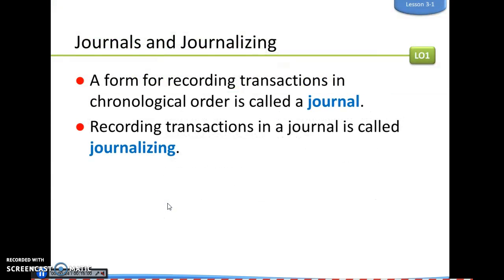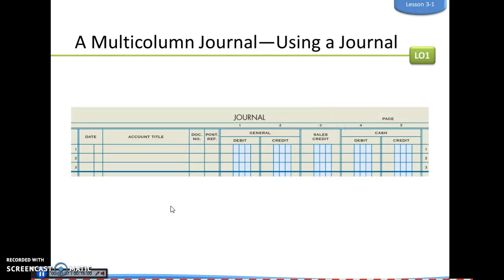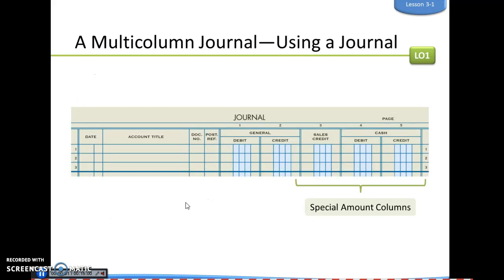A journal is a form for recording transactions in chronological order. And journalizing would be recording transactions in a journal. This is what your multi-column journal looks like. We have special amount columns over to the right, the cash debit, cash credit, and sales credit. And then we have the general debit and credit. And then we have information over here that we need to put down for each transaction.